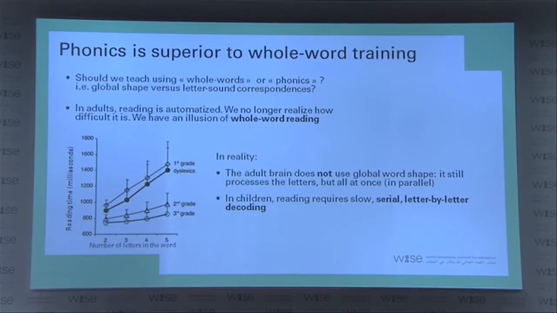And in fact, in children, it's even worse. Children require more and more time for more and more letters. You can see this on this graph. This is the number of letters in a word, and the reaction time of the children. And in first grade, they're very, very slow, and they need more and more time for each letter. So this is not at all whole word reading. It's slow, serial, one letter at a time. And as children progress, second grade, third grade, this goes away and gives this illusion of whole word reading.